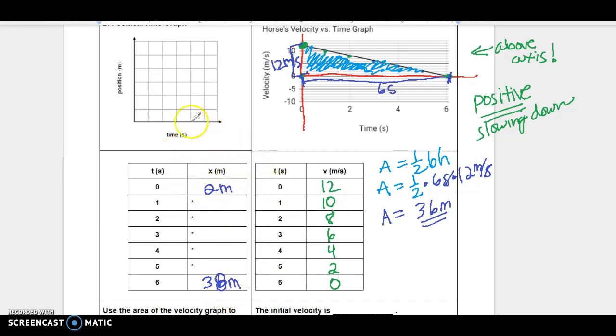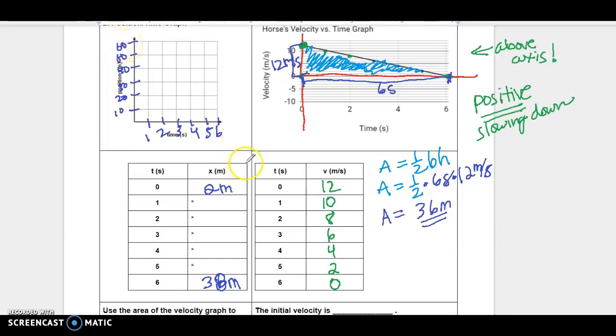Okay, so I can label out my position graph. 1, 2, 3, 4, 5, 6. And I need to get all the way to 38 meters. So let's see if I can go 10, 20... No, I'm going to probably just have to go by 10. I'd like to spread it out, but there's not really space. So 10, 20, 30, 40, 50, 60.